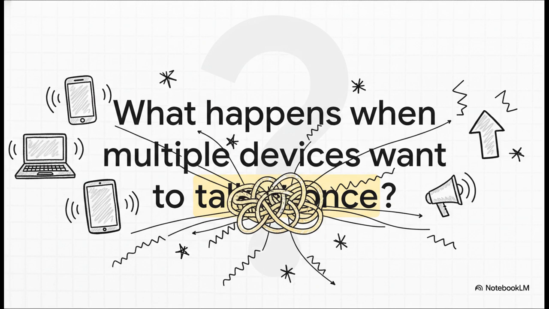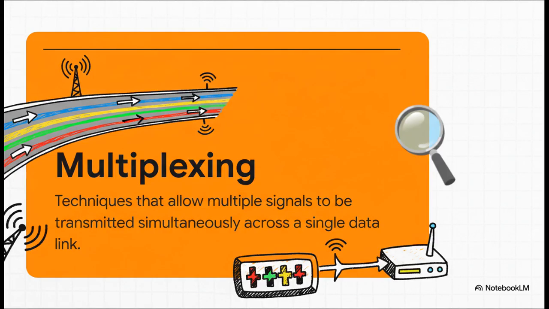So great, we've figured out how to encode our data and send one signal. But our original question was about preventing chaos when everybody wants to talk at once. How do we manage that mess? The answer is a technique called multiplexing. If wireless communication is our invisible highway, then multiplexing is the process of painting the lanes on the road.